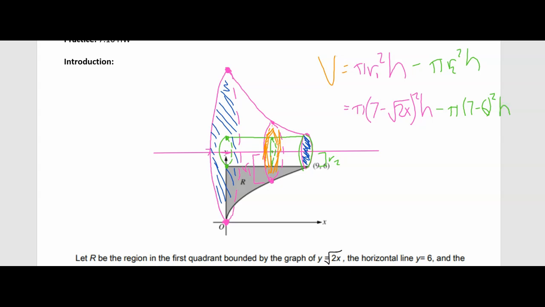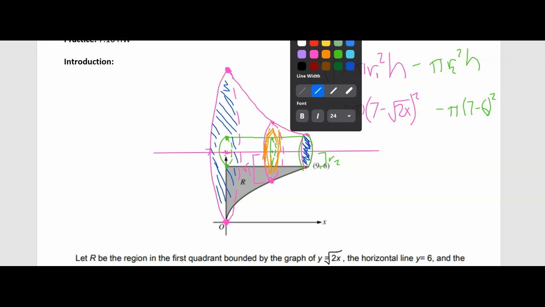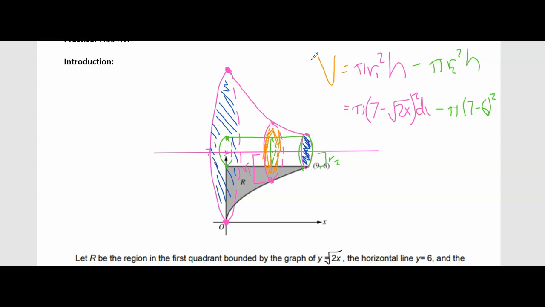I can also substitute in for these h's, right? The heights of these disks, or the heights of these small cylinders, are dx. Everything is in terms of x because my washers are perpendicular to the x-axis here. And now we can just do some simplifying.